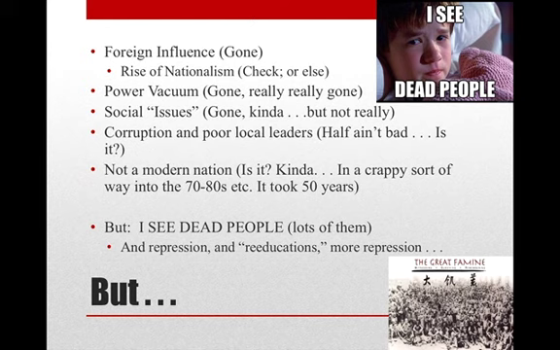But at the end of the day, they did fix a lot of these issues, but at what cost? Lots and lots of repression, lots and lots of executions, lots and lots of re-educations. So did China fix these problems? Did Mao and the CCP fix the causes of the war? You could say they did, but at what cost is the problem.